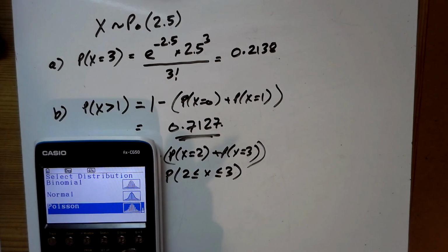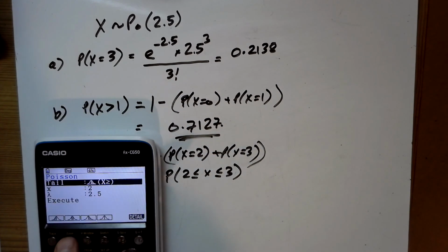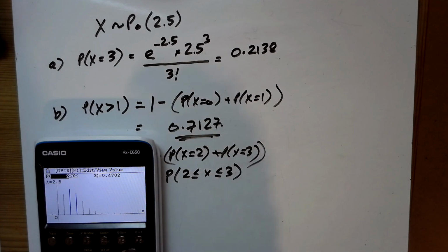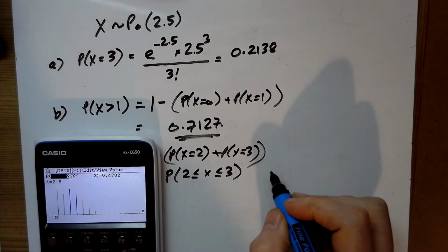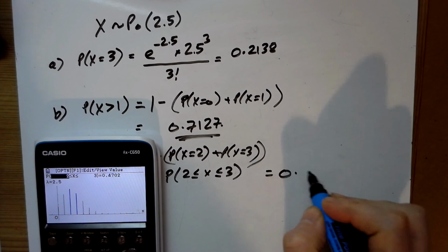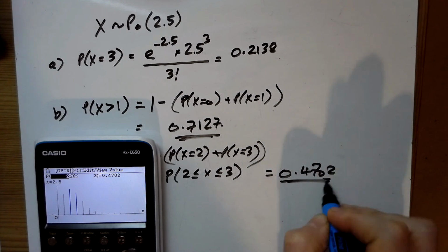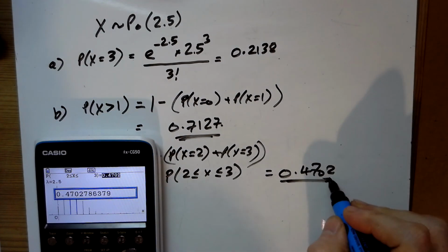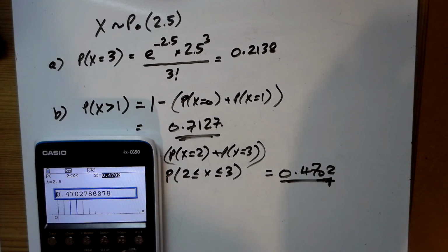So if I just go back to the tail again, the between tail, which is this one here, and I want my lower end to be 2, my upper end to be 3, and it tells me now that the answer here is 0.4702. And there's my probability. Again, that one there, probably find that that is not that accurate. Yeah, 4703. So I'm a bit worried. 3 figures is always fine, but do check that 4th figure on the rounding from the calculator.